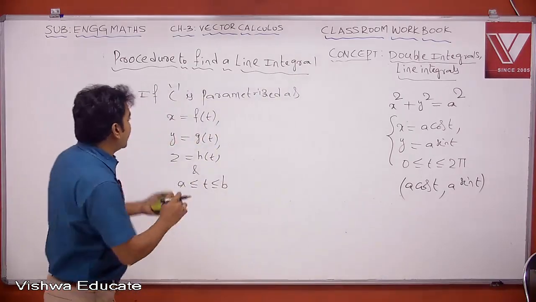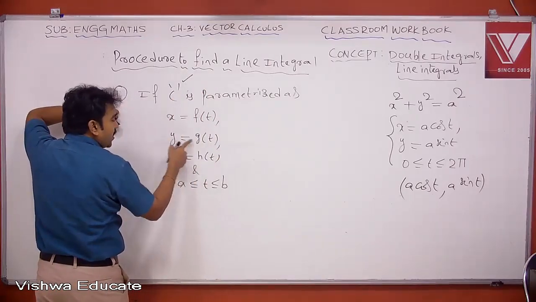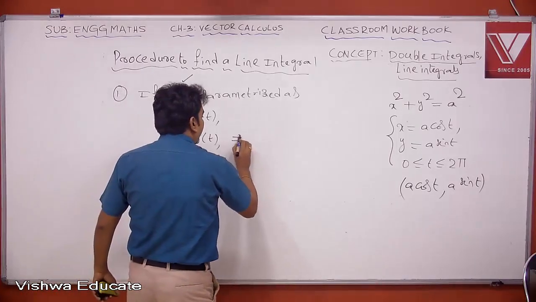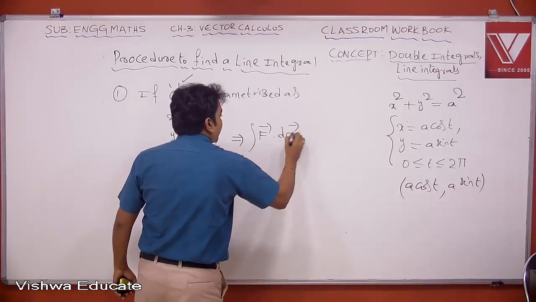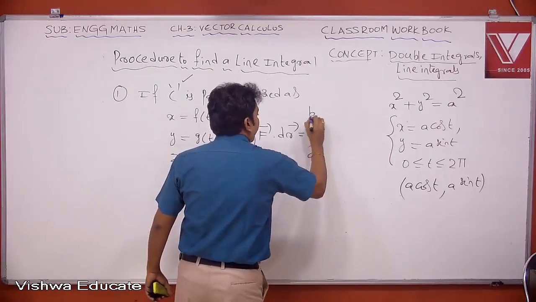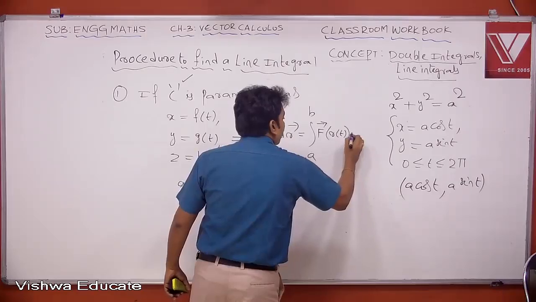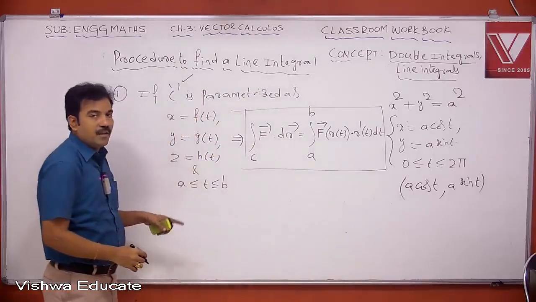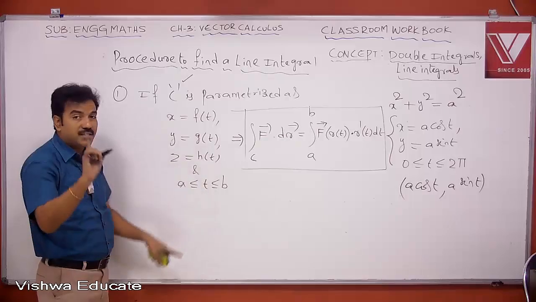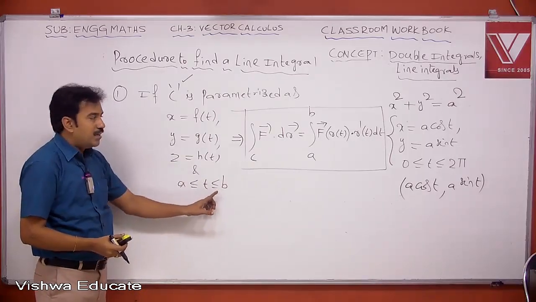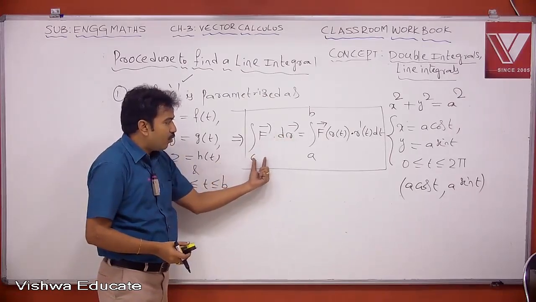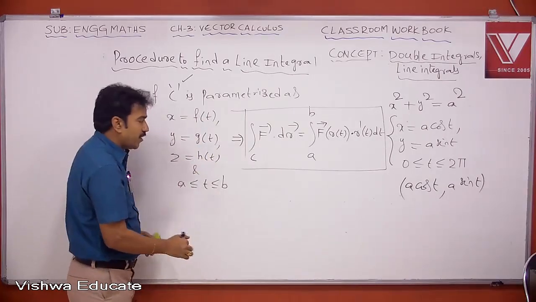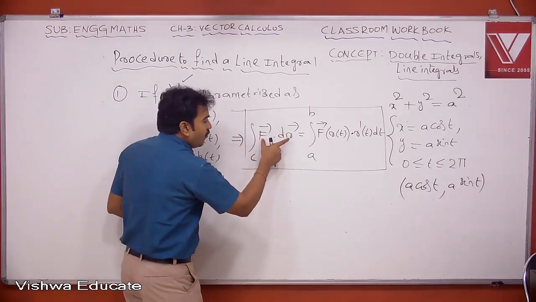So that's why we say: if c is parameterized like this, x is a function of t, y is a function of t, z is a function of t, and the limits of t are constants a and b. Then the integral of f bar dot dr bar over c can be written as the integral from a to b of f bar of r of t dot r dash of t dt. This is my line integral when c is parameterized like this. All variables x, y, z are expressed in terms of a single variable t, and the limits of t are constants. There is no more x: x, y, and z are all expressed in terms of t, and the limits of t are a to b. Therefore, all variables are converted to t.